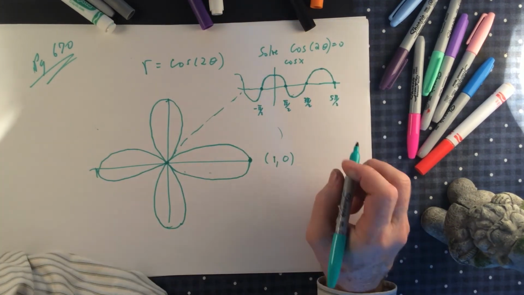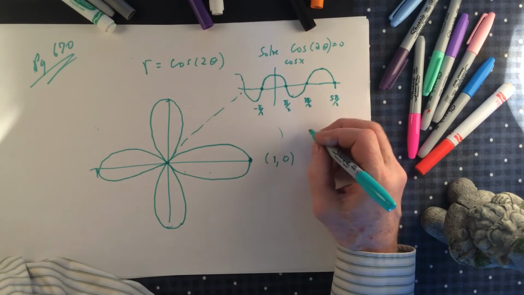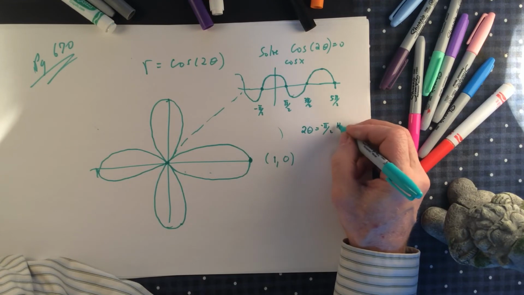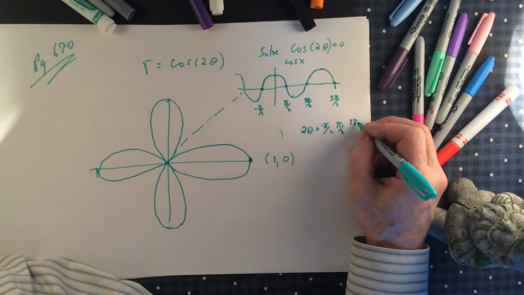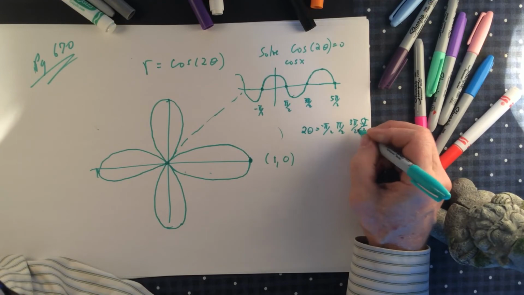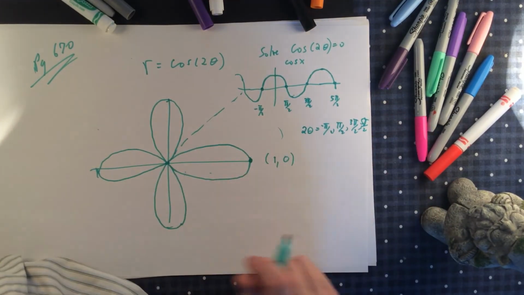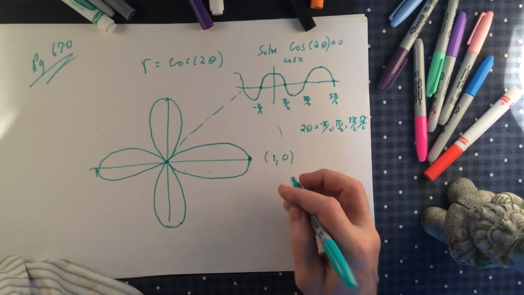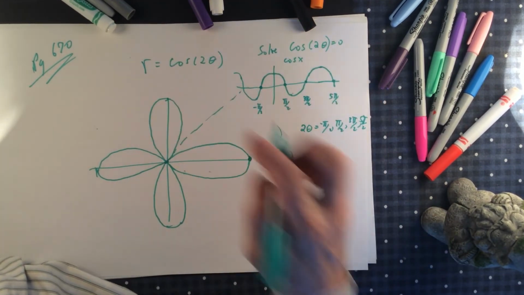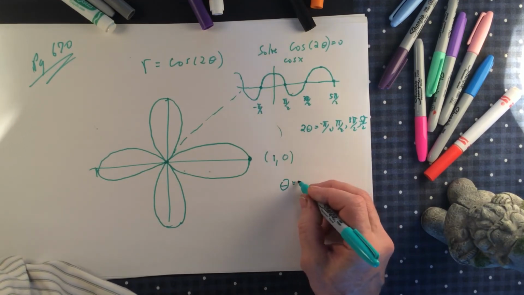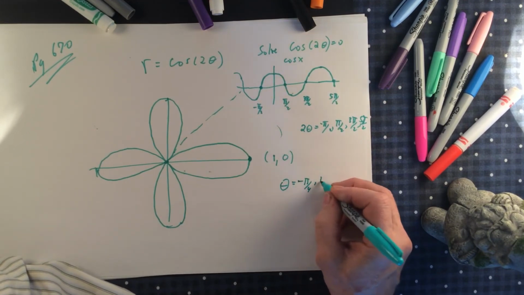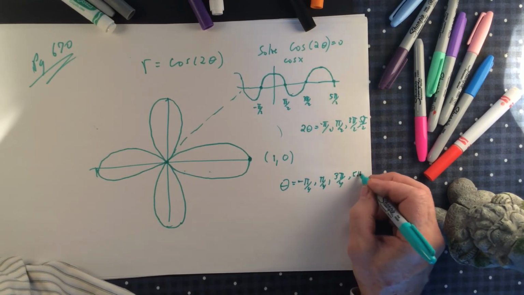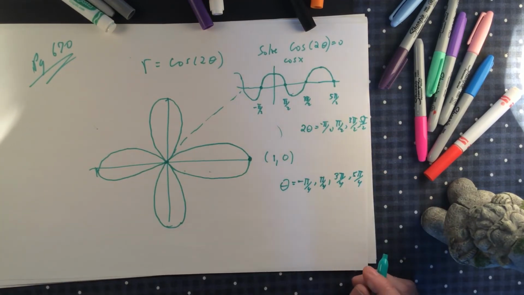But that was graphing cosine x. So x is really representing 2 theta, so the 2 theta when equal to minus pi halves, 3 pi halves, and 5 pi halves, all of those make cosine of that 0. So here's a list of angles that make this function, this radius, 0. So I see theta equal to minus pi fourths, pi fourths, 3 pi fourths, and 5 pi fourths, that this is going to be 0.